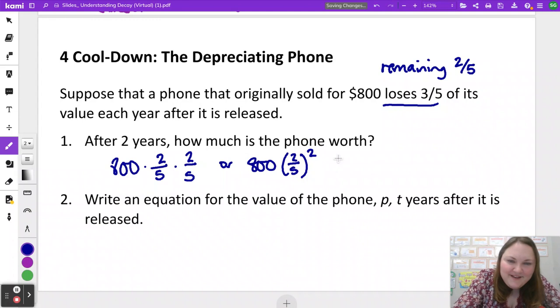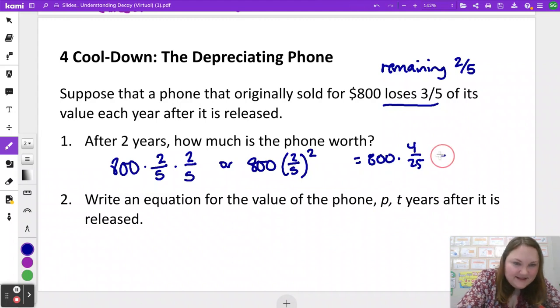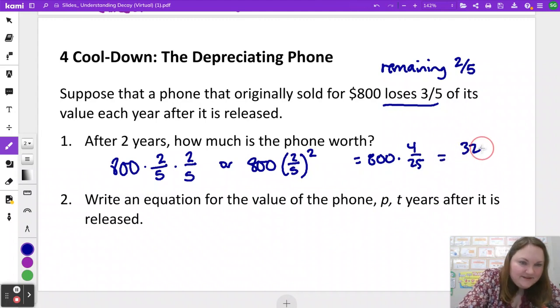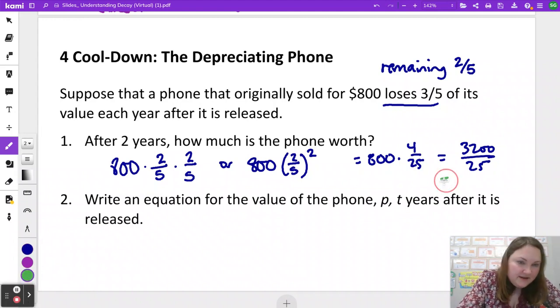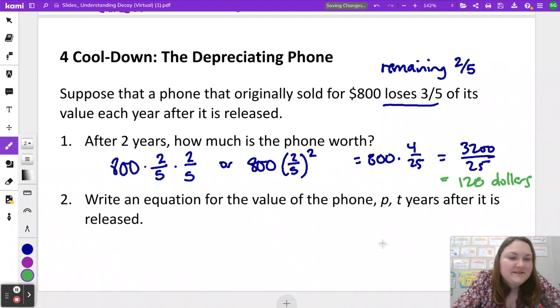When you go to do that math, that means we need to do 800 times, that's going to be 4/25. When you go to do that multiplication, I'm going to go ahead and simplify this, I think, and say that equals 3,200 over 25, and then that is $128 for the phone after 2 years.